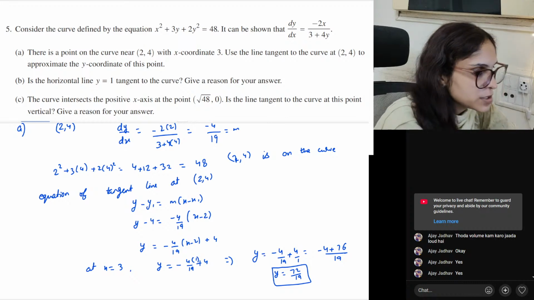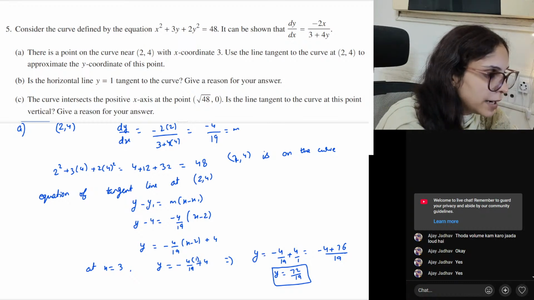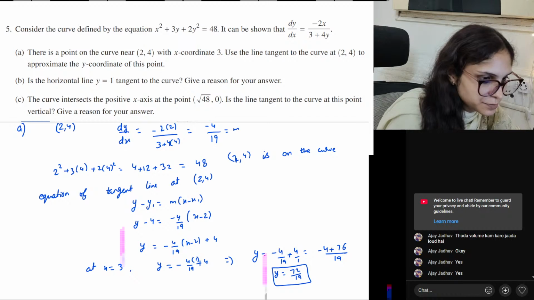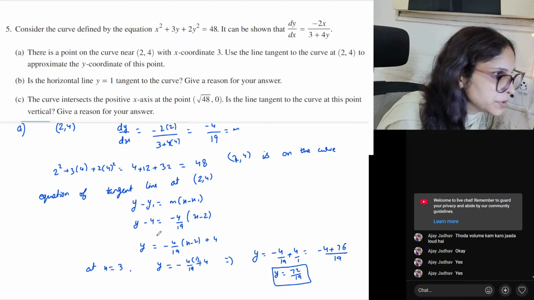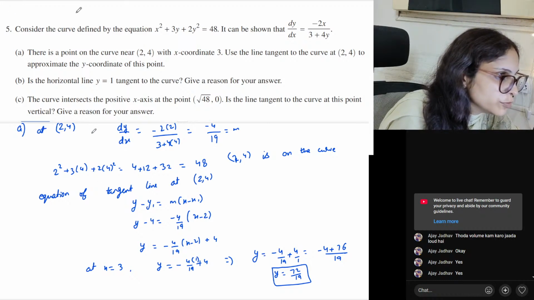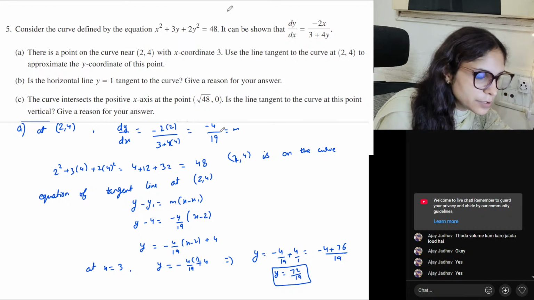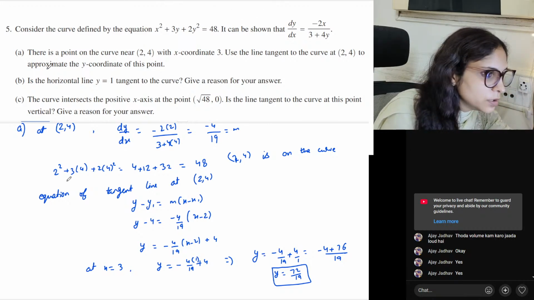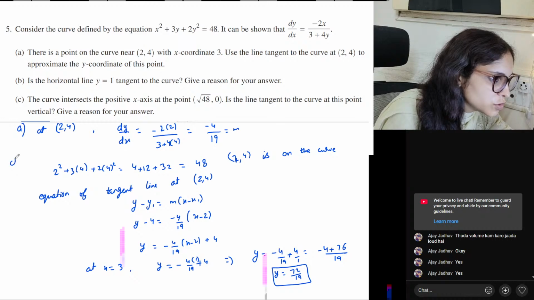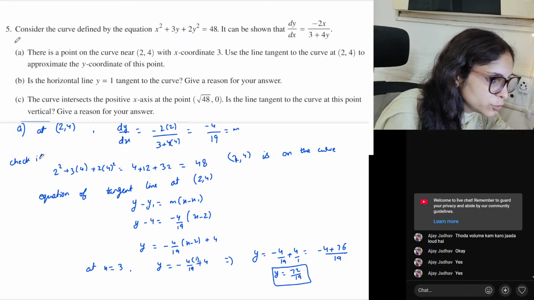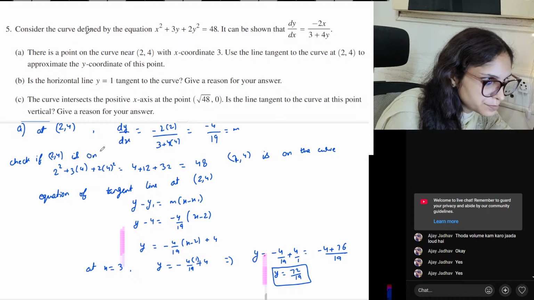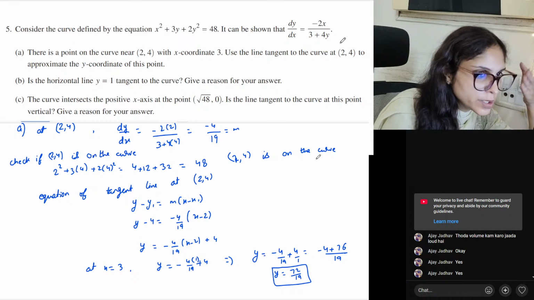All right, the entire question you can see over here. Let me write that. At 2 comma 4 dy over dx is negative 2 times 2 over 3 plus 4 times 4. That is negative 4 over 19. That is the slope. Check if 2 comma 4 is on the curve. So we have checked if the point is on the curve or not. So it is on the curve.